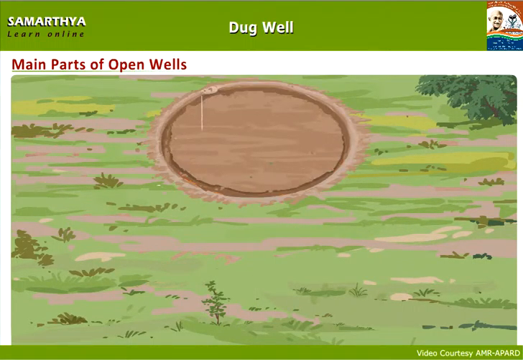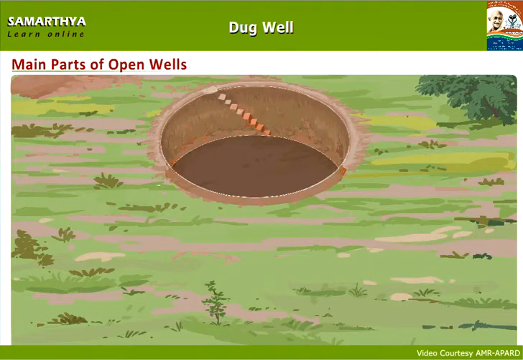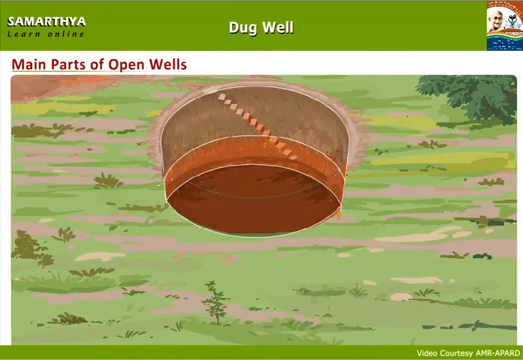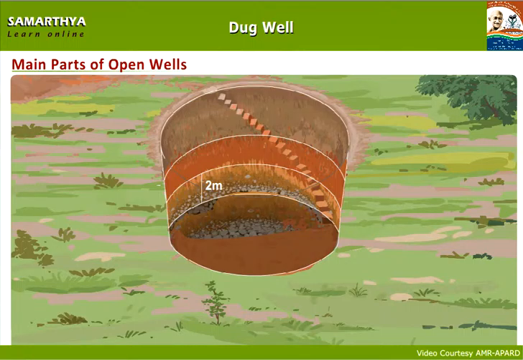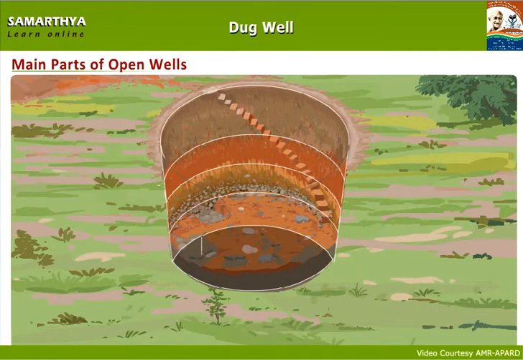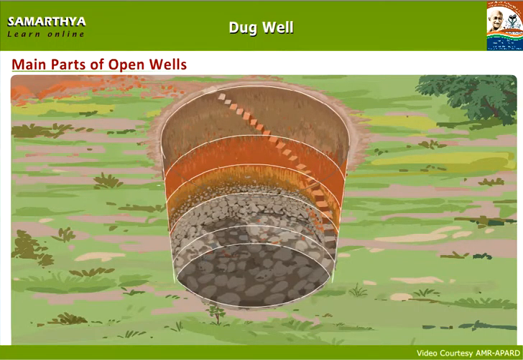Ordinary soil 4 meters. Hard soil 2 meters. Soft soil, SDR soil 2 meters. Hard stone soil, HDR soil 2 meters. Blasting of hard stone soil 1 meter. Cracked and fissured stone 1 meter.